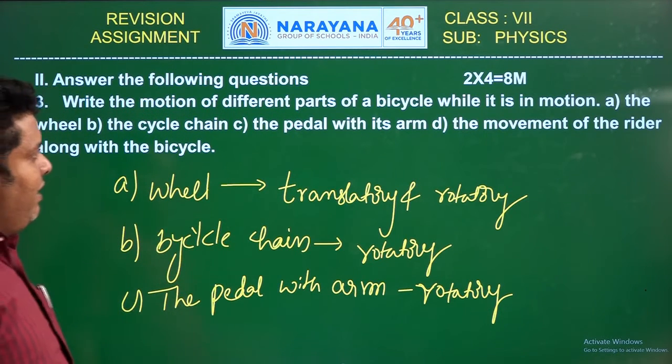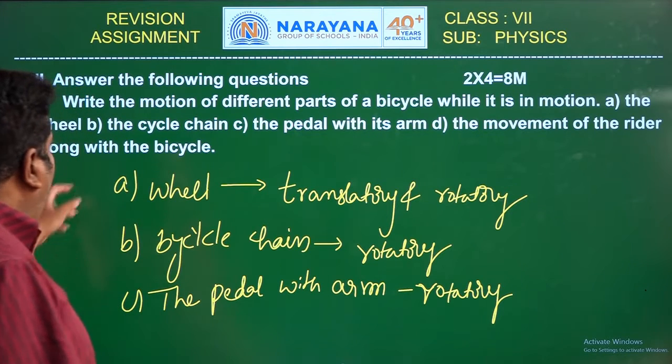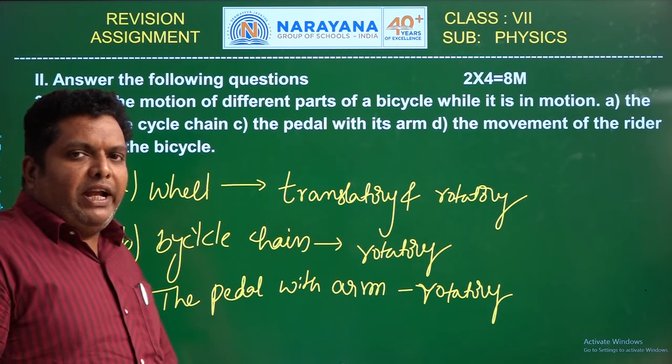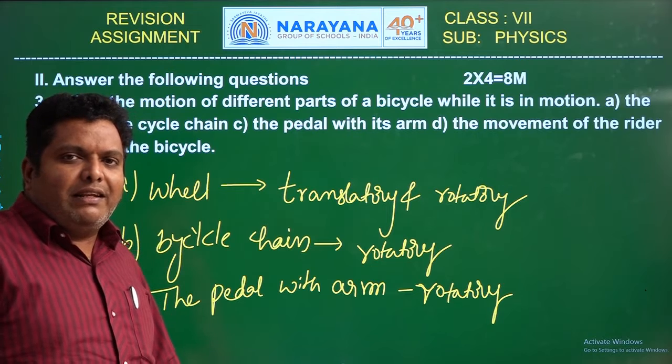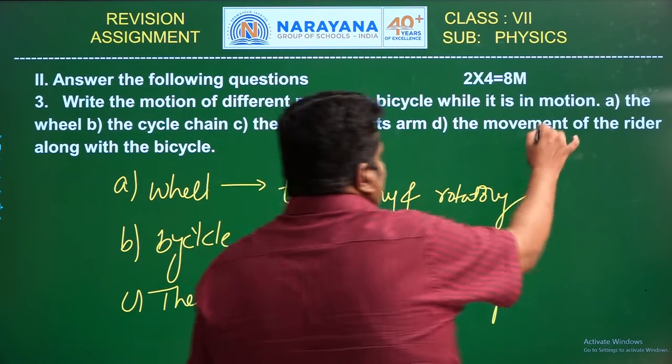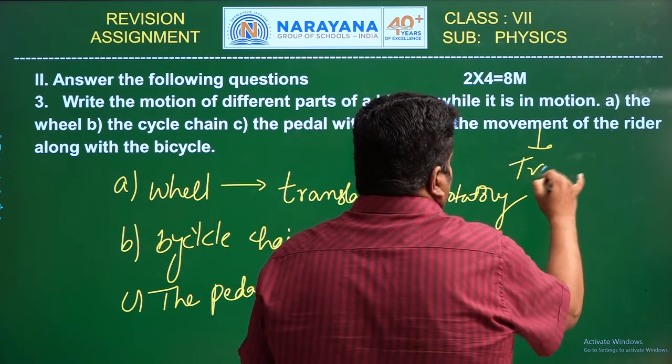Now see the last one, the movement of the rider along with the bicycle. The movement of a rider along with the bicycle exhibits only translatory motion.